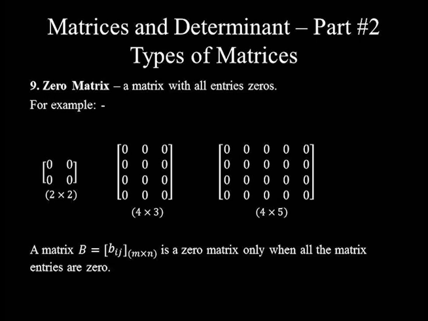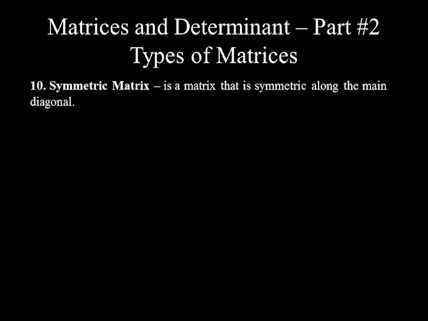The 10th type of matrices are symmetric matrices. These are matrices that are symmetric along the main diagonal. In such a matrix, the main diagonal acts as a mirror line, because it acts in exactly the same way as a normal mirror does. For example, in this 2 by 2 matrix, this main diagonal line can be considered as a mirror line for this bottom zero because its mirror image is located at the same distance above the line.